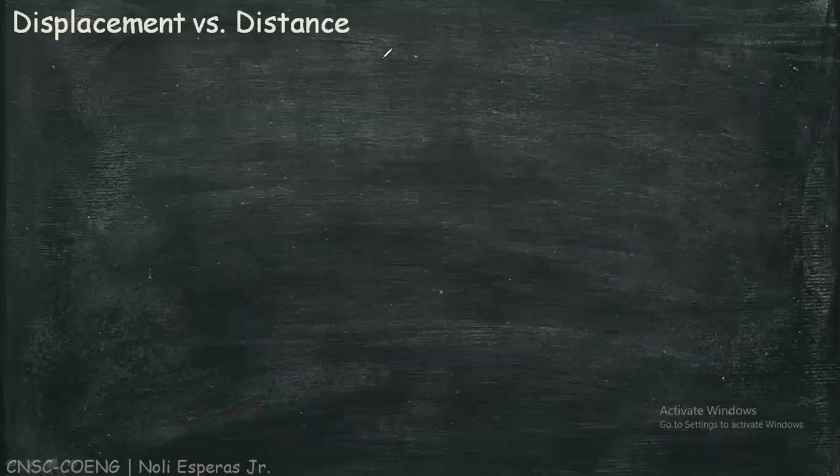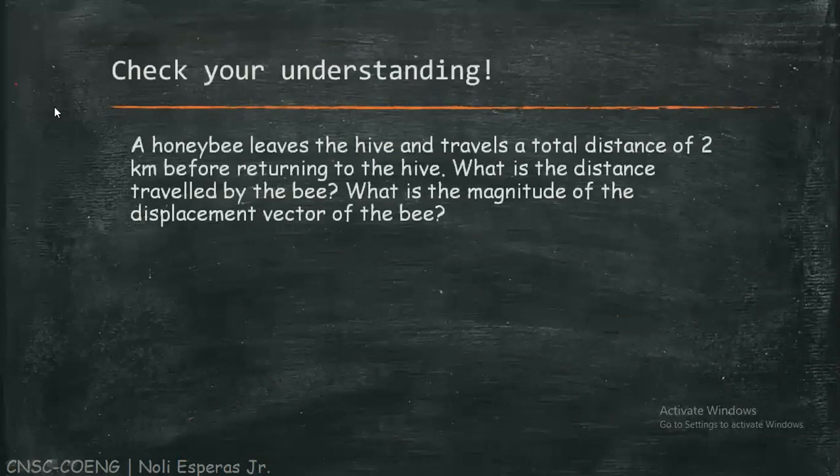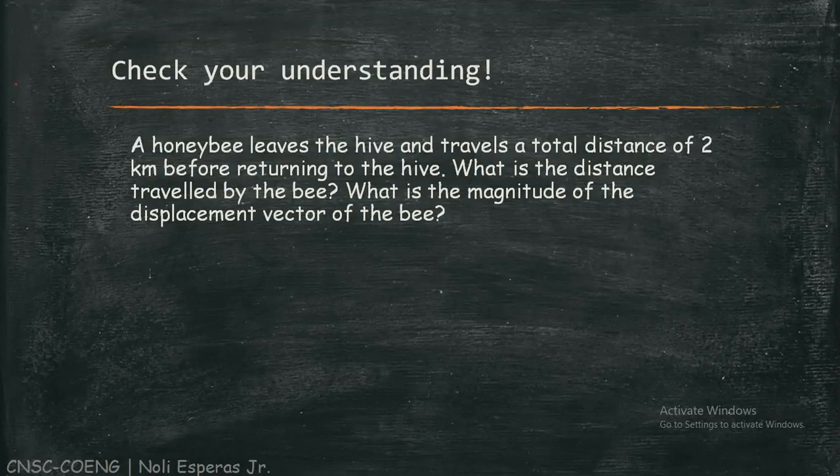Now, let's check your understanding. Try to solve this problem. A honeybee leaves the hive and travels a distance of 2 kilometers before returning to the hive. What is the distance traveled by the bee? What is the magnitude of the displacement vector of the bee? So comment down your answer in the comment section.